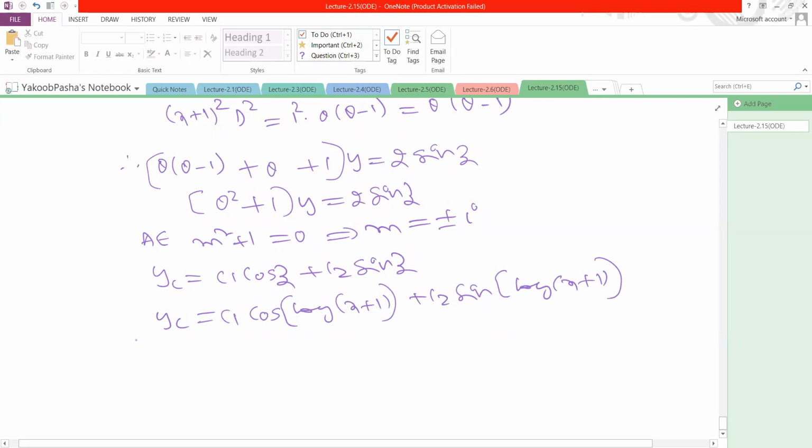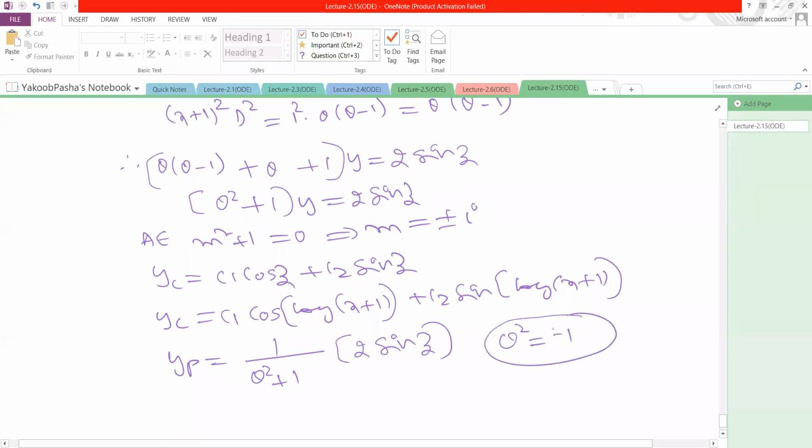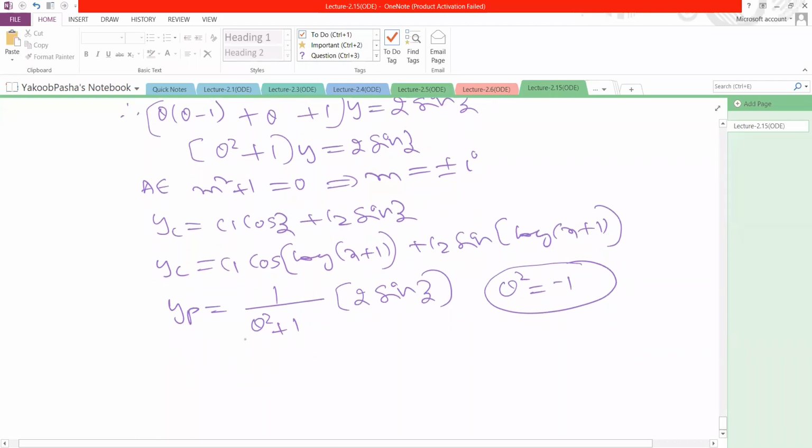Now we go for the particular integral. Yp is equal to 1 upon theta square plus 1 of 2 sin z. We know that theta square is equal to minus a square, which is minus 1. When we substitute minus 1, the denominator will be 0 here. So take z in the numerator, z meaning the independent variable, and differentiate the denominator. So 2 into sin z.